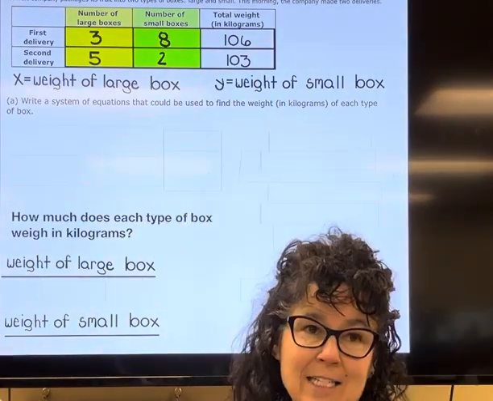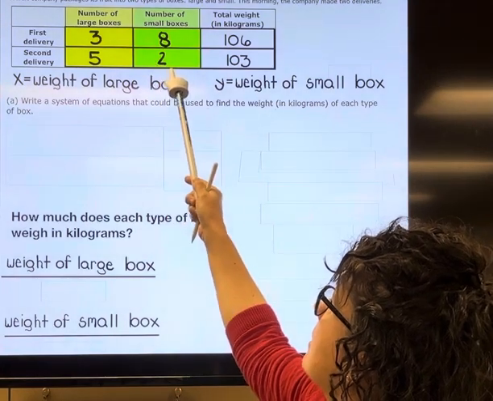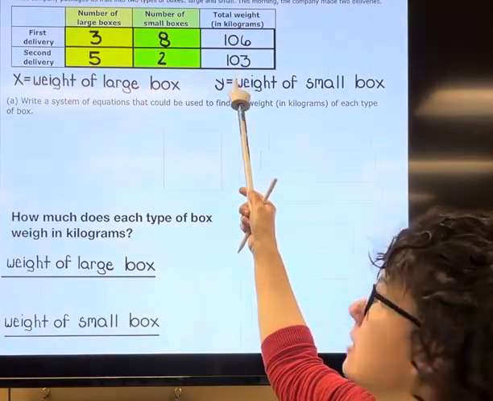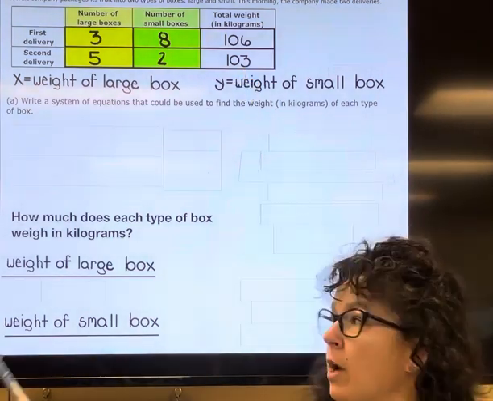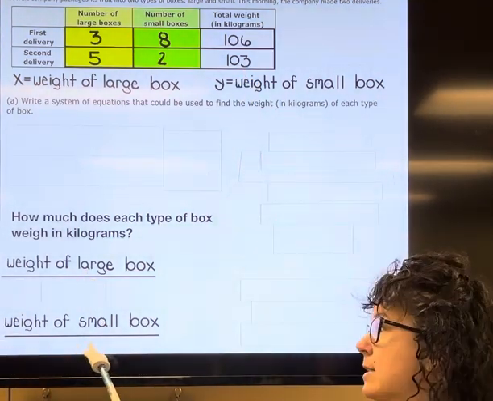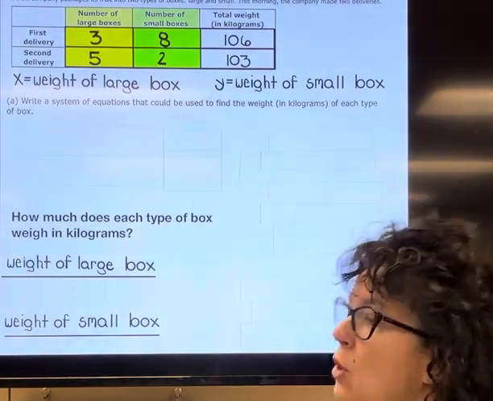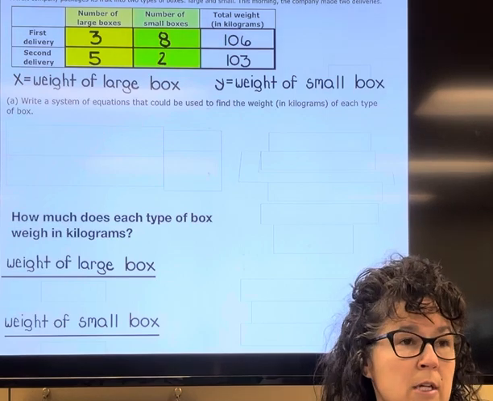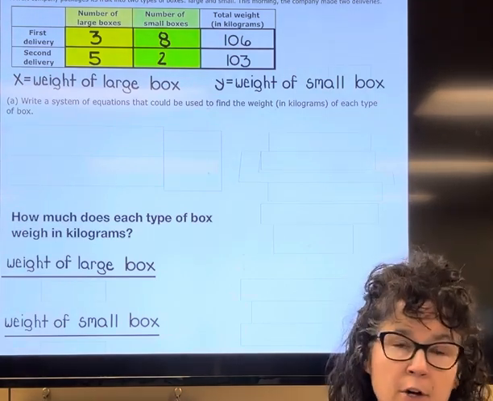Then we have a second delivery where we have 5 large boxes, 2 small boxes, and the weight of that entire delivery is 103. Ultimately, we want to know what is the weight of the large box and the small box. Remember, when doing a story problem, you want to define the variables by thinking about what is it that you need to find out, and those become your variables.